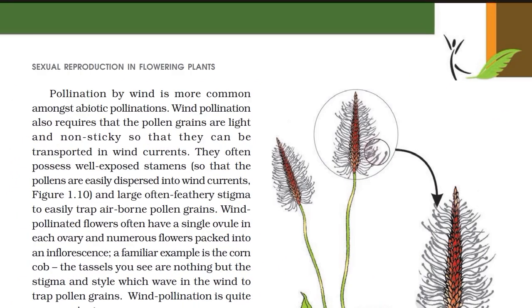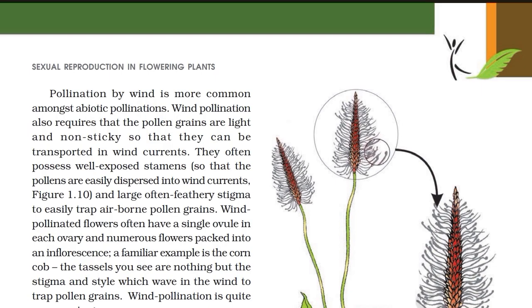Pollination by wind is more common among abiotic pollinations. Wind pollination also requires that the pollen grains are light and non-sticky so that they can be transported in wind currents. They often possess well-exposed stamens so that the pollen is easily dispersed into the wind currents, and large, often feathery stigma to easily trap airborne pollen grains.